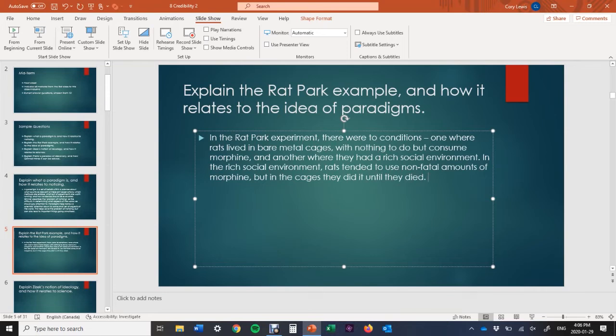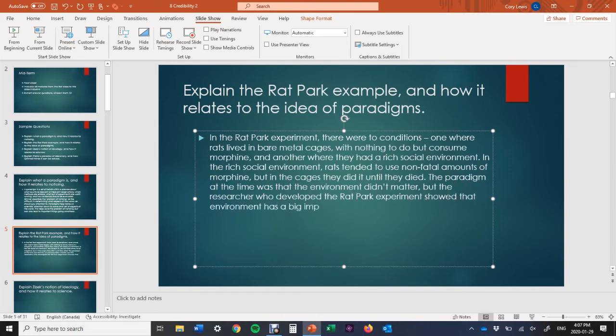How about, yeah. So this is an example of, or it relates to paradigms because the paradigm at the time was that it didn't really matter what the environment of a rat was, and that they would react to the morphine the same way regardless. But then the researcher who developed the rat park kind of thought outside of the paradigm and thought about the socializing of the rat, which led us to realize that your environment has a big impact on addiction. Showed that environment has a big impact on addiction, which expanded the paradigm? Yeah. Good. Okay, that's a very thorough answer. That's full points. Yeah? Okay, good. Questions about that?